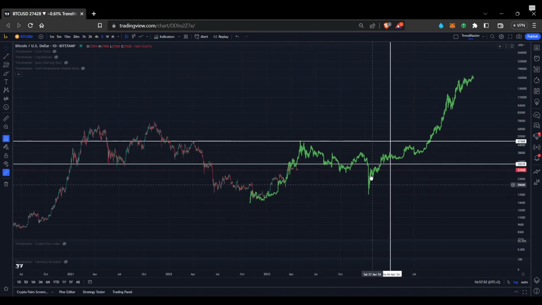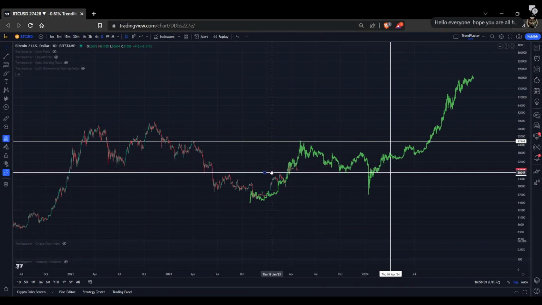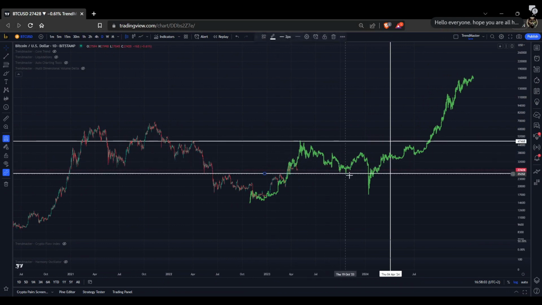I think the COVID crash won't happen to that extent because we would just need a big fundamental event. But I could see us wicking down to like we said, 25k, 26k there, not getting this wick beneath and then sort of farm out and come back.